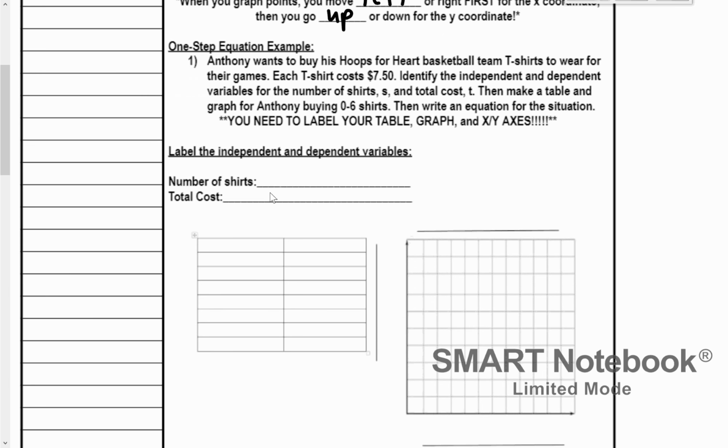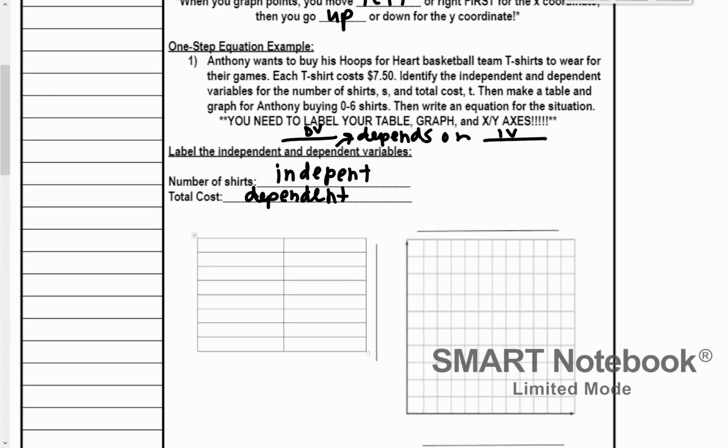All right, so the number of shirts, independent and dependent variables. So we have number of shirts and total cost. Our dependent variable is the one that depends on the other one. So our dependent variable depends on our independent variable. So our dependent variable, the one that depends, is going to be the total cost because that depends on how many shirts he buys. Dependent. And then number of shirts would be independent. He can choose how many shirts he wants to buy.